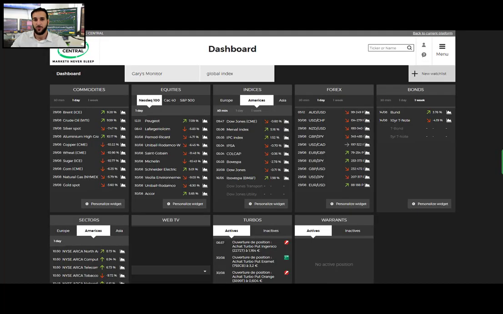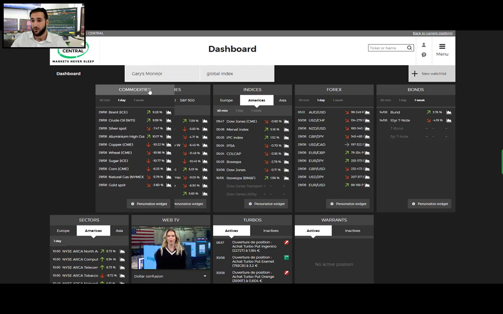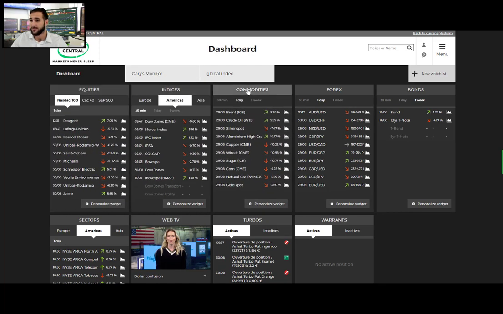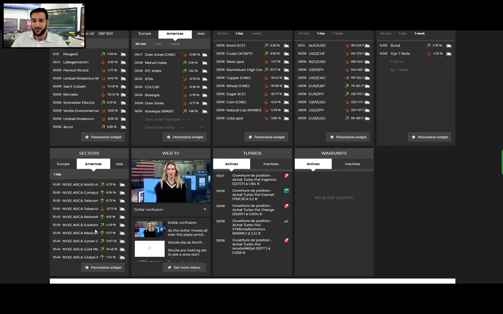So the first thing you're going to notice here are the widgets. Now, these are customizable for you to move around however you'd like. If you prefer equities or indices, commodities, you have some forex pairs here. You have some of the top performing sectors. We also have Web TV here if you'd like to follow some of the videos to know what's happening around the markets.